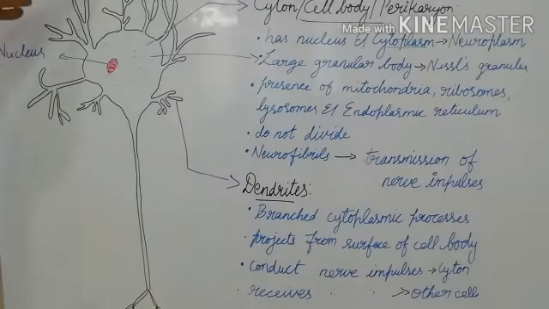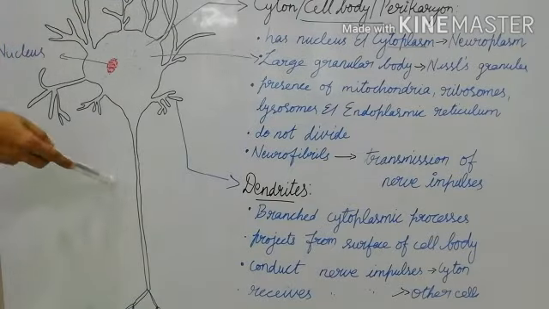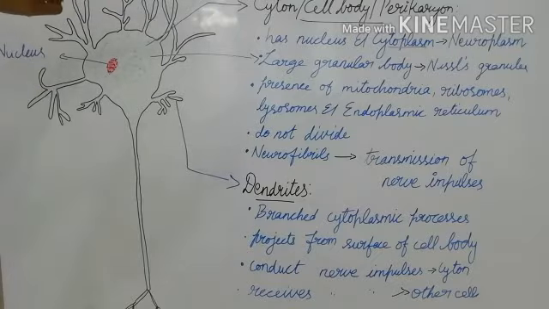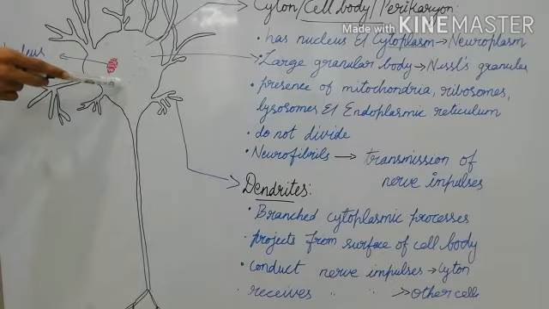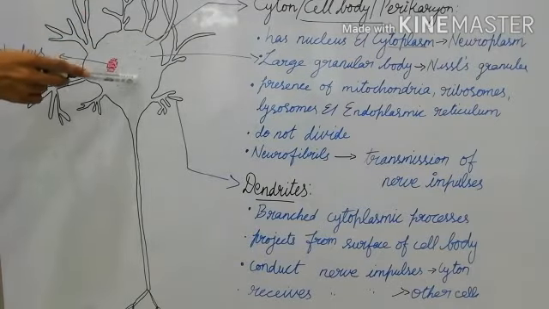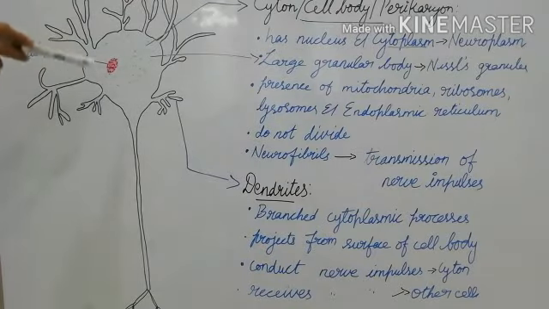Here we can see the structure of the neuron. This neuron consists of three important parts. They are the cyton, the dendrites and the axon. The cyton, which is also called the cell body or perikaryon, has nucleus and cytoplasm. As the cytoplasm is present in the neuron, it is called neuroplasm. And it is in the form of large granular bodies which are called Nissl's granules, and other cell organelles like mitochondria, ribosomes, lysosomes and endoplasmic reticulum are also present here.